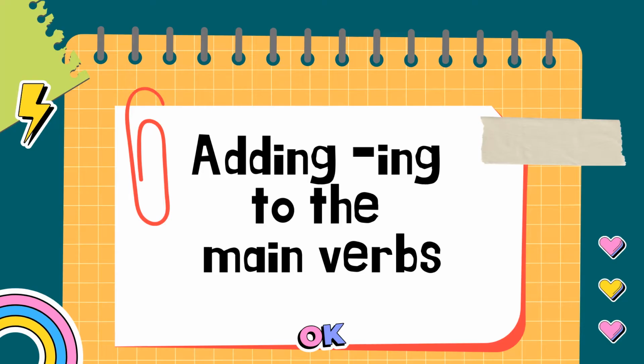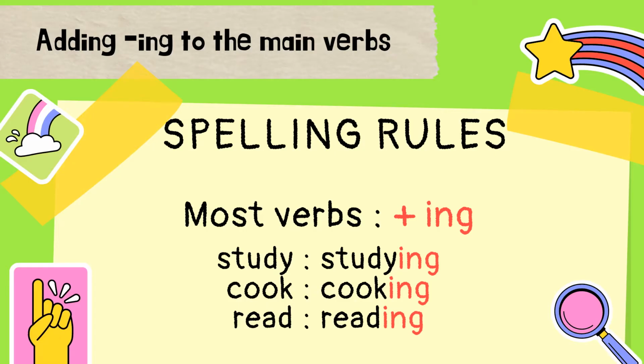Okay, moving on. Adding ing to the main verb. These are the spelling rules. To form present continuous, you need to add ing to the main verb. For example, number 1: for most of the verbs, you just have to add ing. Example: study, studying; cook, cooking; read, reading.